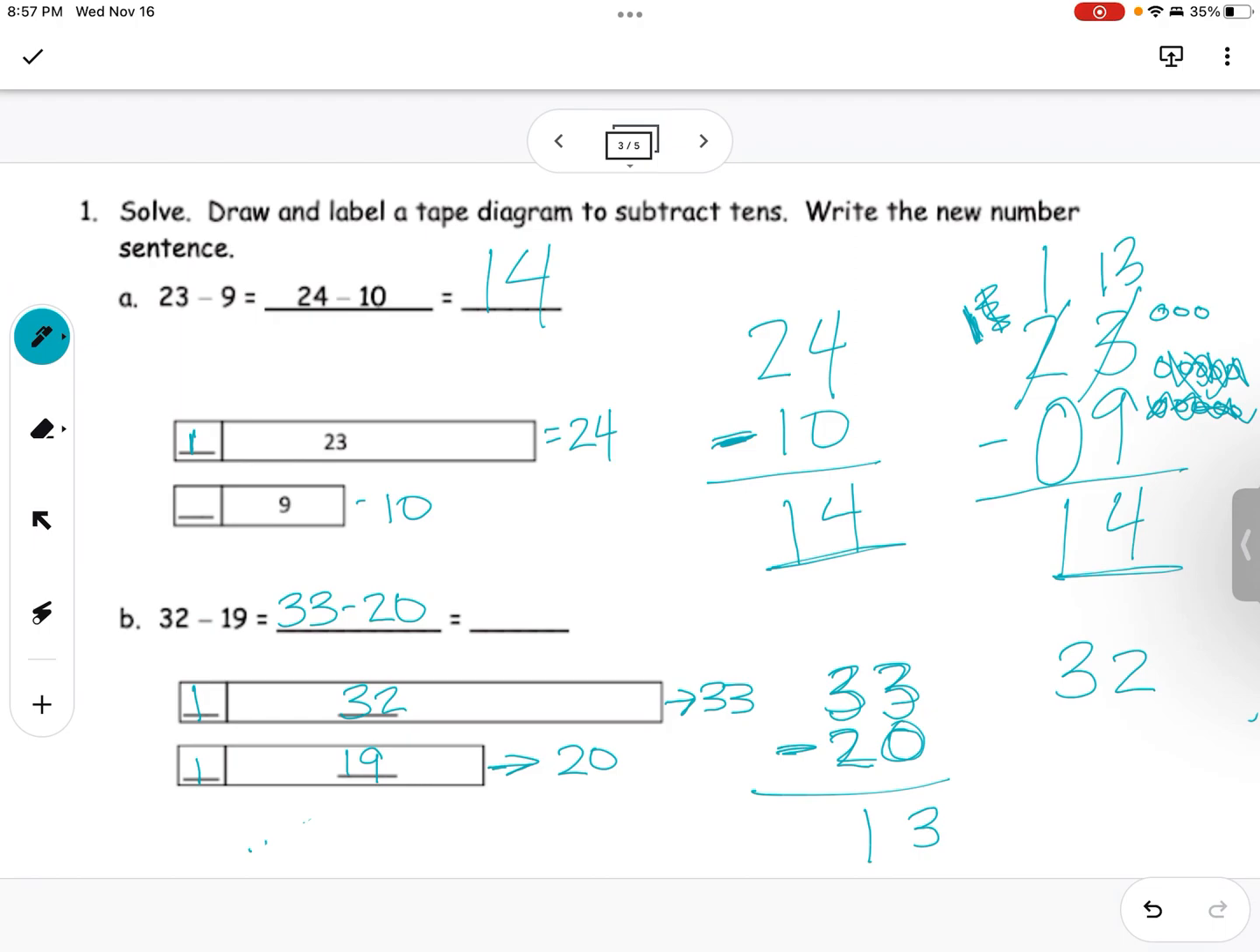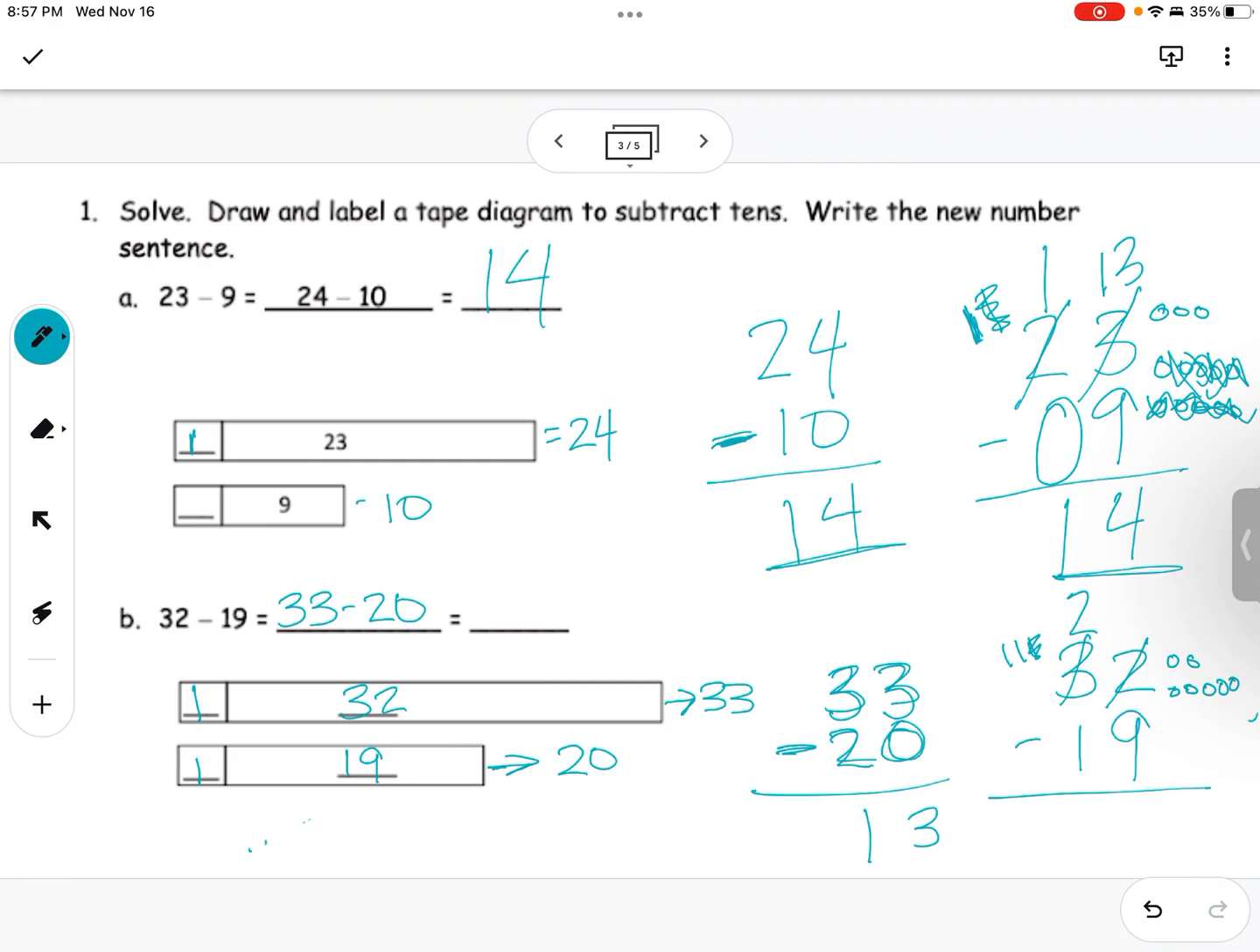So stacking and aligning 32 minus 19, I look at those two ones and I recognize that I cannot subtract 9 ones. So I'm going to think about the 3 tens that are over here, and I'm going to go down by one of them. So now I'm left with 2, but it can't just disappear. It has to reappear in my 1. So I went down by 1, I'm going to go up by 10 over here.